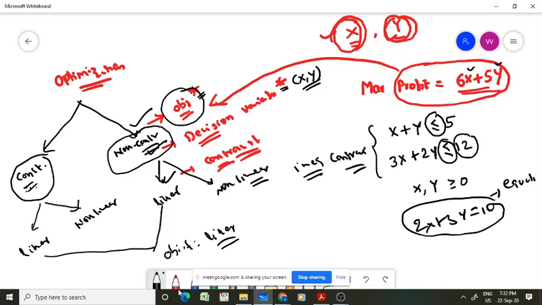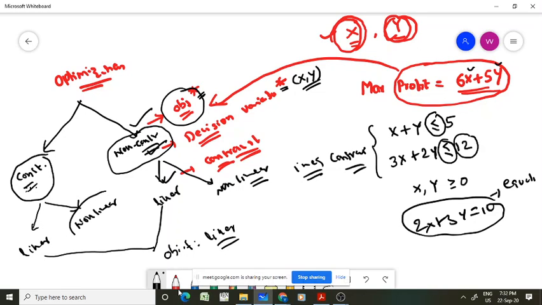So a linear optimization problem is, in an optimization problem, you have an objective function. If that objective function is linear in terms of your decision variables, then it is called a linear optimization problem. Now tell me, this example will come under which one?